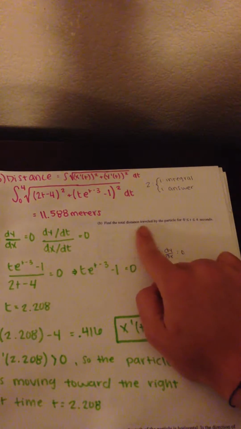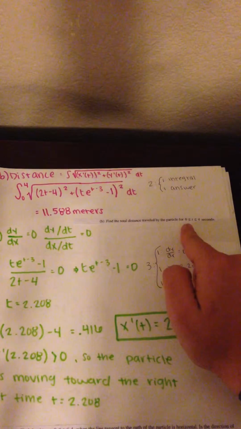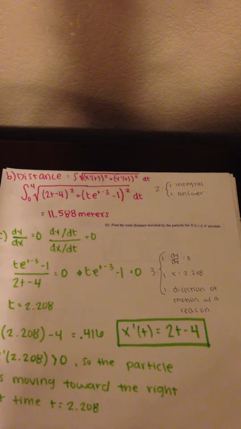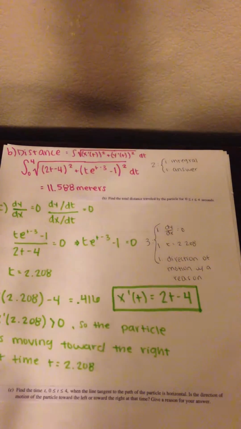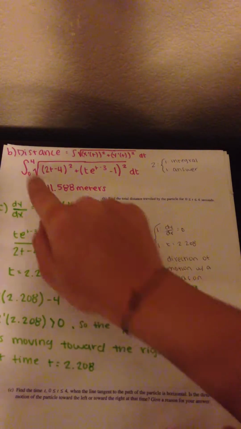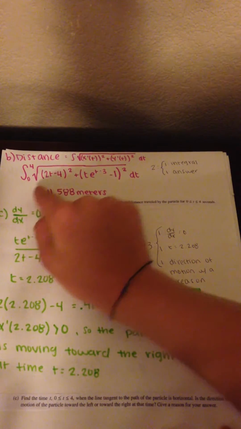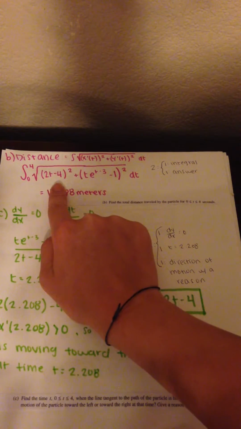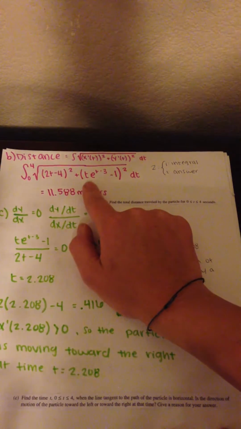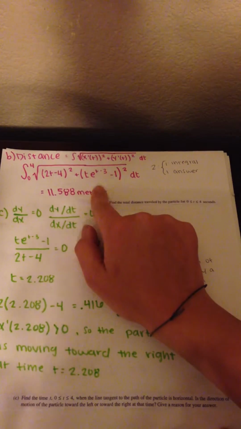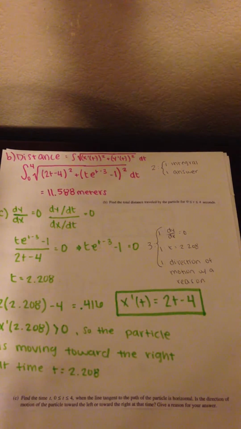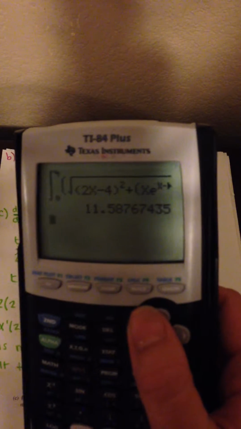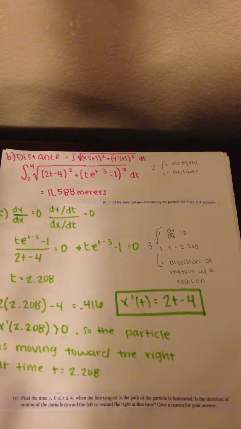Part B. Find the total distance traveled by the particle from 0 to 4 seconds. The equation for distance is the integral from a to b of the square root of x prime t squared plus y prime t squared dt. So we know that time is from 0 to 4, so we put that into our values here. And we're going to have the square root of x prime t, which is 2t minus 4 squared, plus y prime t, which is t e to the t minus 3 minus 1 squared dt. You put it into your calculator, and you get 11.588 meters.